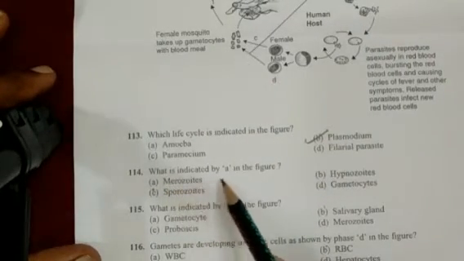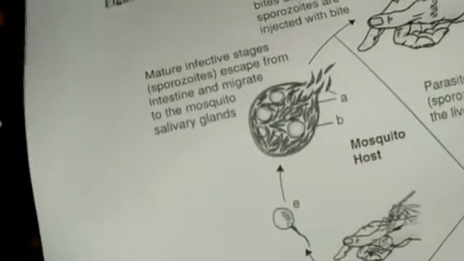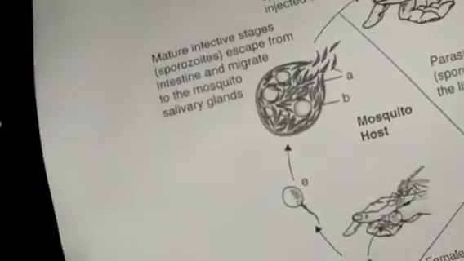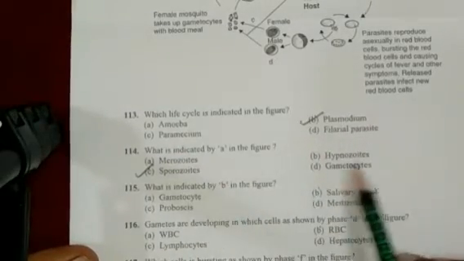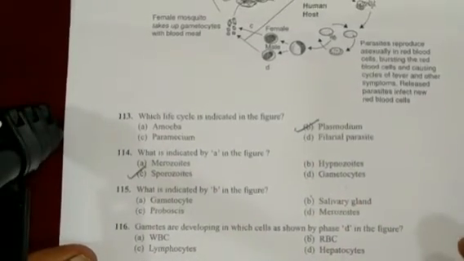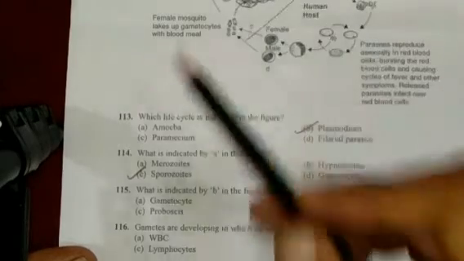What is indicated by A in the diagram? Where is A here? A is here. Fine. A is absolutely here. You all know what those are, sporozoites. Let us see. A is indicated by C, sporozoites. They cannot be merozoites, they cannot be hypnozoites, they cannot be gametocytes. Why? Because Plasmodium belongs to phylum Protozoa, and then class Sporozoa because it produces sporozoites.